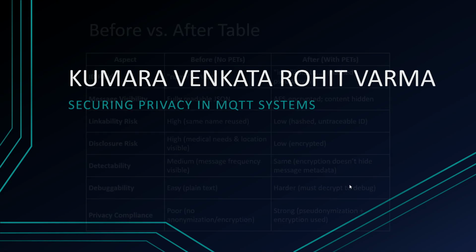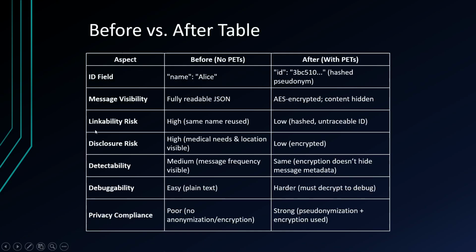Yeah, so here we have certain aspects. Initially, if we take the aspect of ID field, before, when there are no PETs involved, the name parameter is simply the real name of the victim, which is Alice. And after we implement the PETs, we can see the name got replaced by a unique ID, which is a hashed pseudonym.